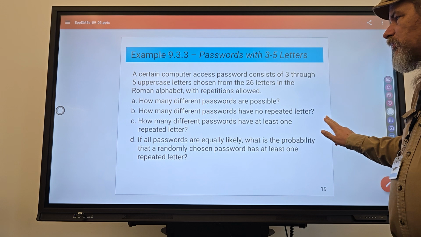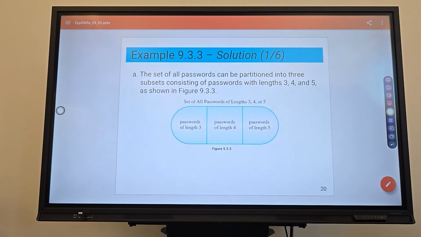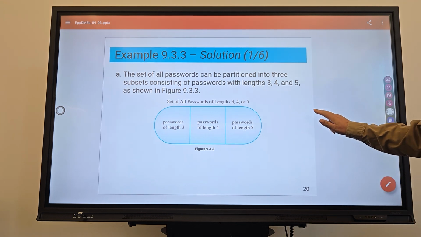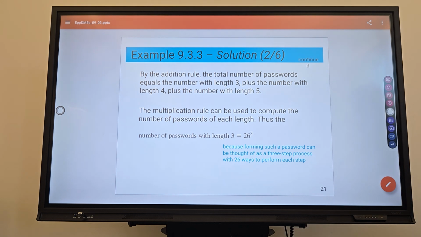Now, start with how many are possible. You have 3 sets: the set of passwords of length 3, the passwords of length 4, and passwords of length 5. I should say they are subsets of the whole set, the set of all passwords allowable. By the addition rule, the total number of passwords equals the number with length 3 plus the number with length 4 plus the number with length 5. The multiplication rule can be used to compute the number of passwords of each length.